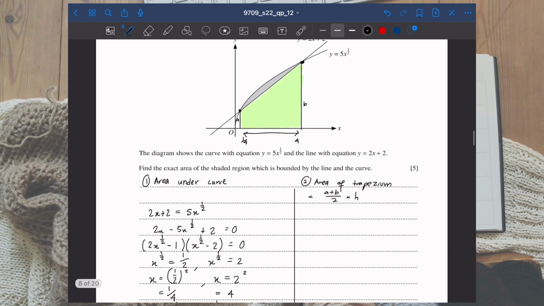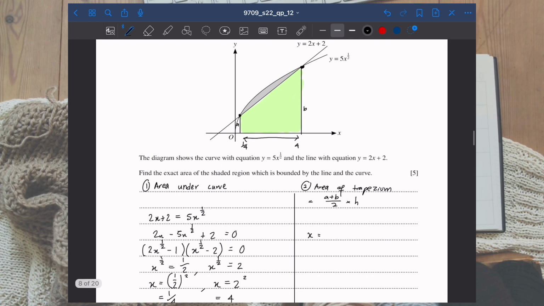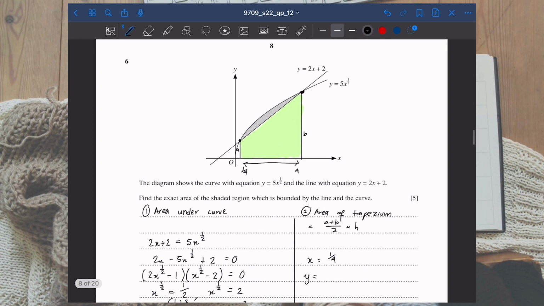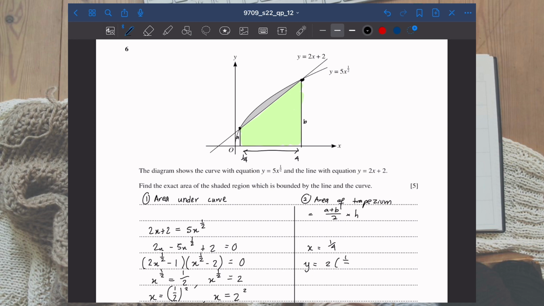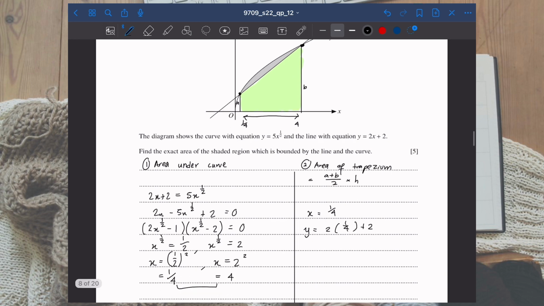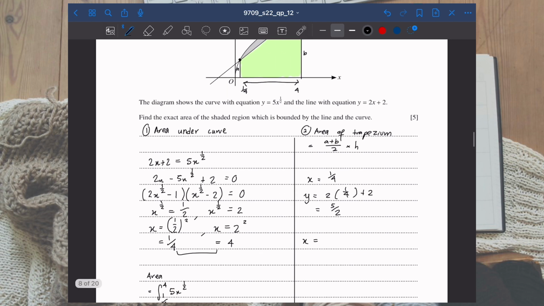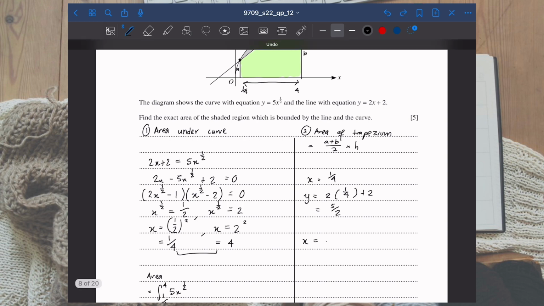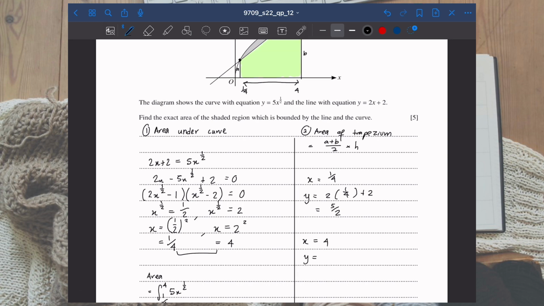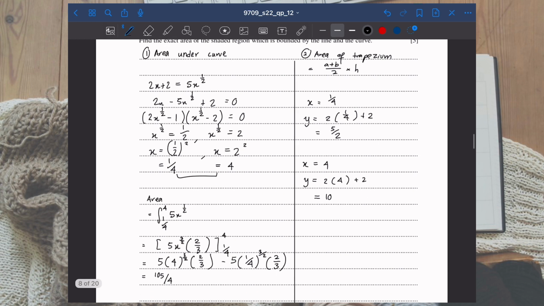So when x is 1/4, your y is 2 times 1/4 plus 2, you get 5/2. And when your x is 4, your y will be 2 times 4 plus 2, which is 10. So insert that into your equation of area of trapezium.